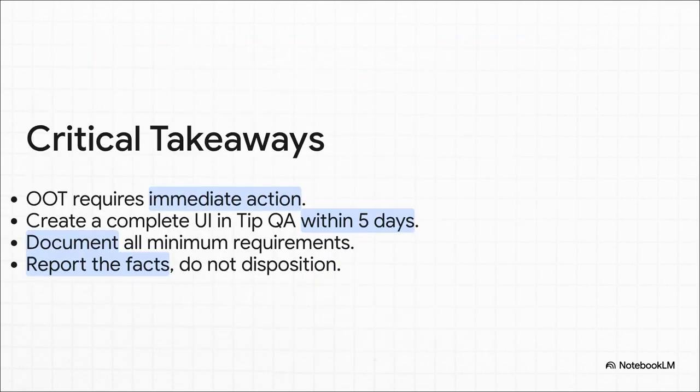Okay, so let's boil this all down. What are the absolute critical takeaways for you and our team? Number one, an OOT condition is an all-hands-on-deck situation that requires immediate action. Number two, your main job, your primary role, is to create a complete and accurate UI in TIP QA inside that 5-day window. Number three, follow that checklist we talked about. Make sure every single minimum requirement is documented in that UI. And finally, number four, and maybe the most important, remember your role. You report the facts, you don't make the final disposition decision.